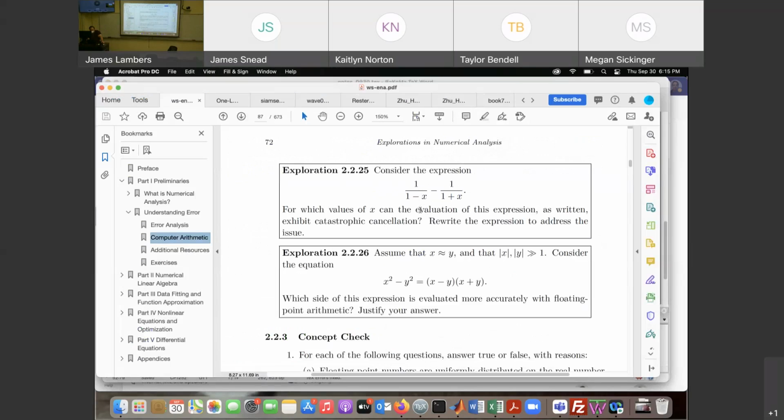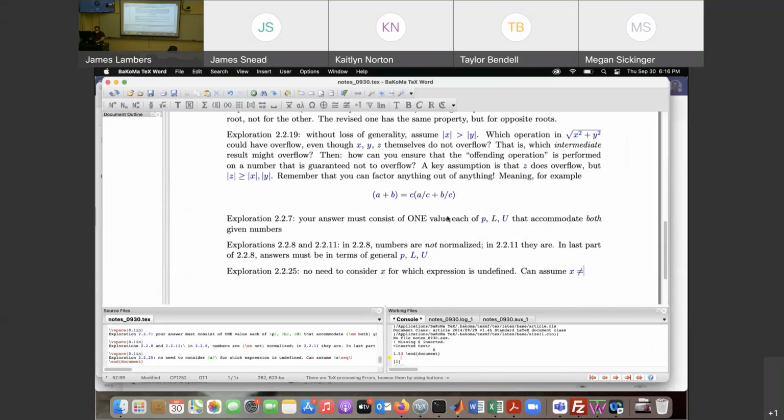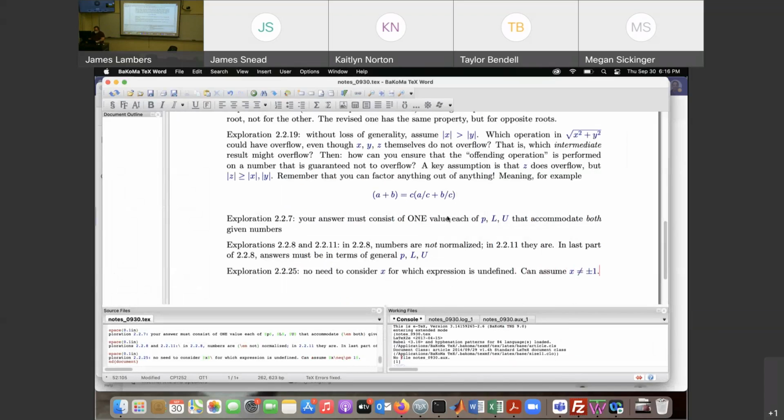For example, here you can tell that if you plug in x equals plus or minus 1, the expression is undefined. That's a whole other situation we're not dealing with here, so steer clear of that. You can assume x is not equal to plus or minus 1. It's not of interest for this problem.